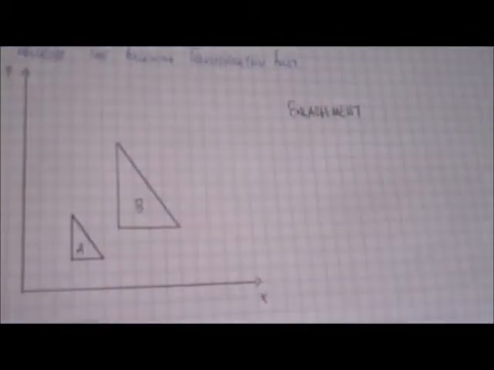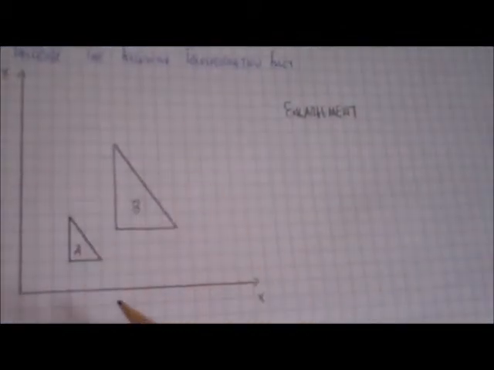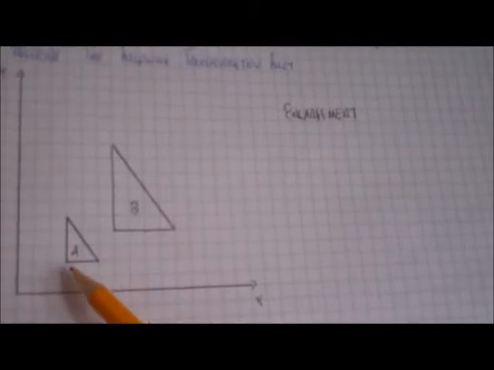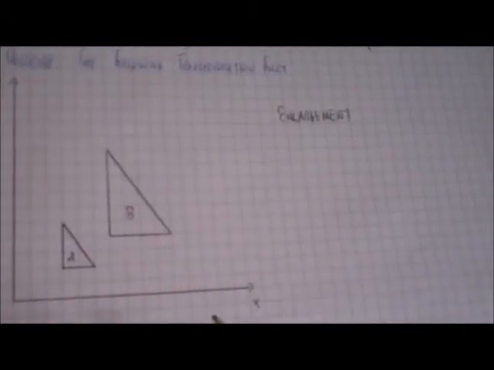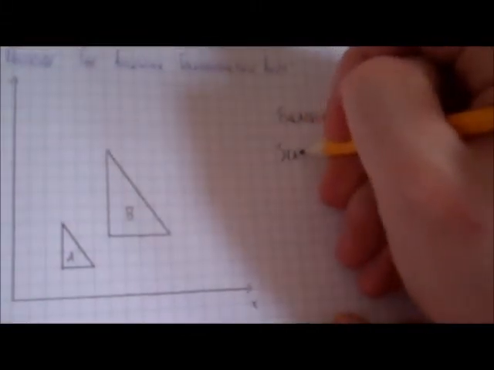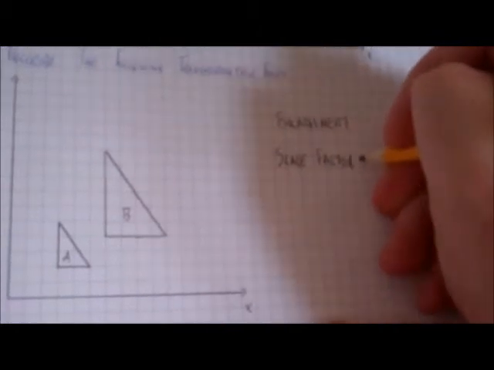Now what I've got to look at is what the scale factor is between the two. As you can see, it's 2 boxes on the bottom, 4 boxes on the bottom in the bigger diagram. It's 3 boxes up on the smaller diagram, 6 boxes up on the bigger diagram. So for me, that's a very simple case of writing down that it's a scale factor of 2.